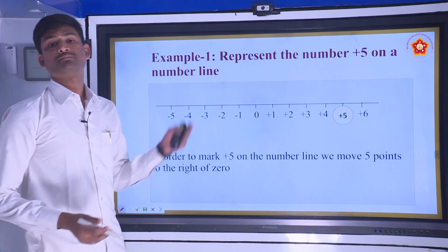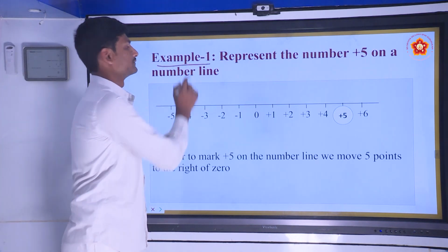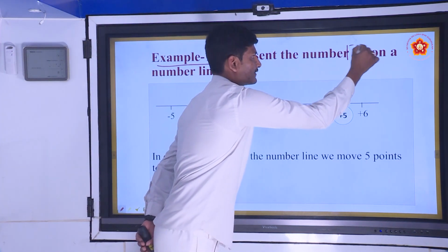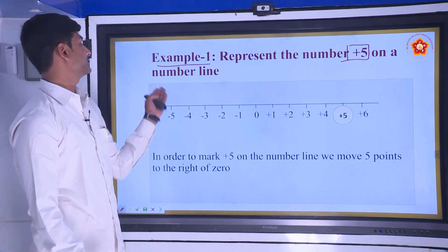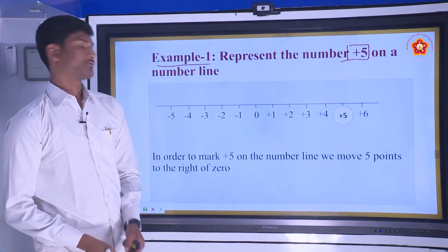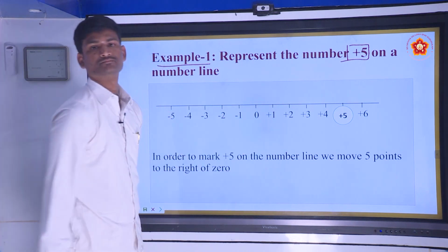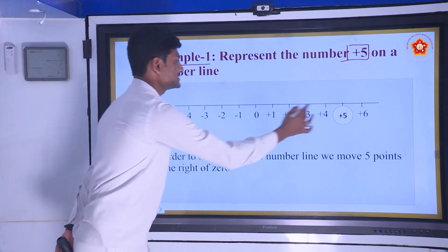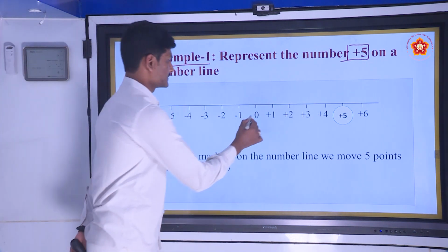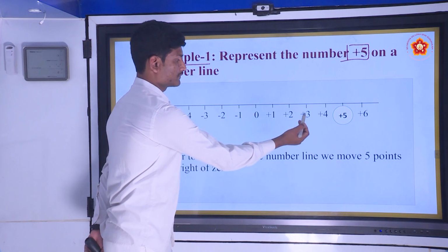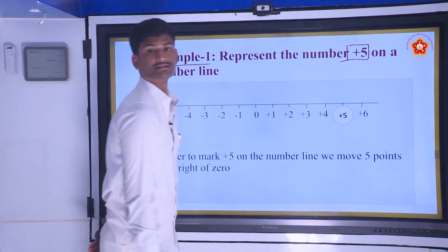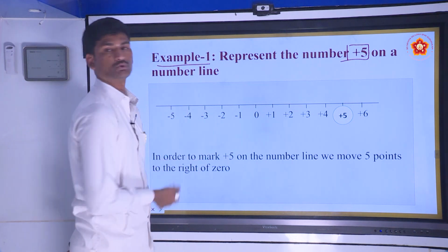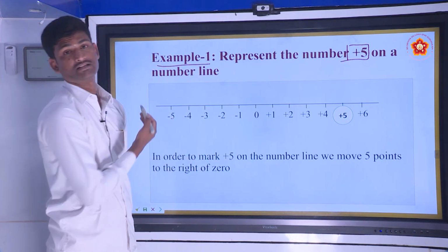I take some examples. Example 1. Represent the number plus 5 on a number line. First, we draw a line. Mark integers on the line. 0, plus 1, plus 2, plus 3, plus 4, plus 5, plus 6. And negative integers: minus 1, minus 2, minus 3, minus 4, minus 5.